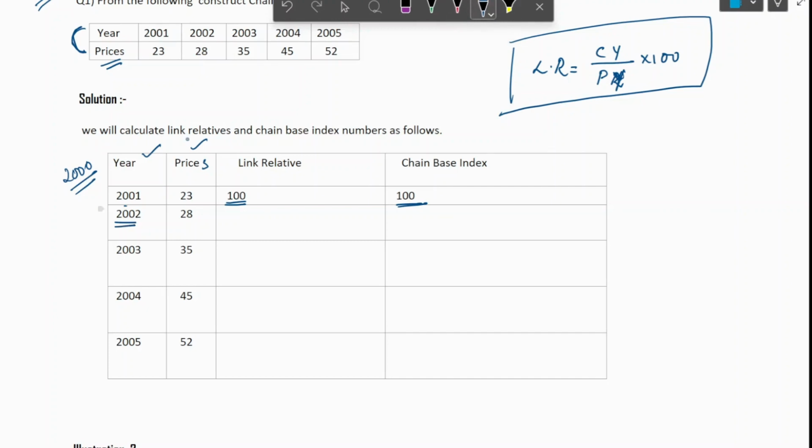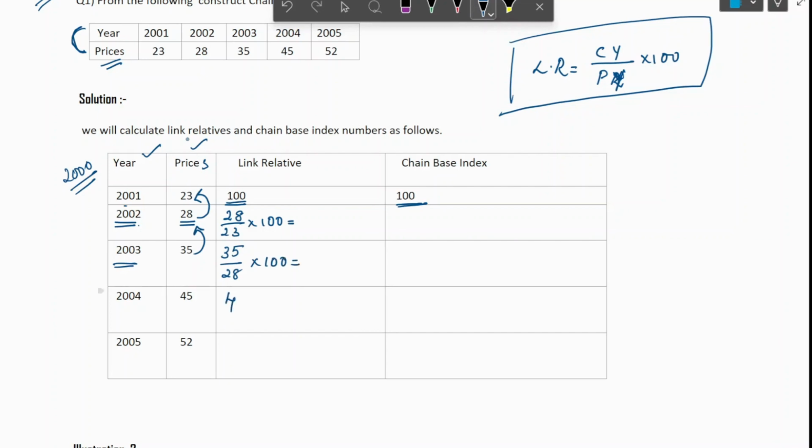2002 we are calculating, right? 2002, what's the price? That is 28. This is the current year price and this is the previous year price. Therefore, the calculation you can write here is 28 divided by 23 into 100. Now the next, 2003. While calculating the link relative of 2003, we are going to consider 2002. That means 35 divided by 28. Therefore here 35 divided by 28 into 100.